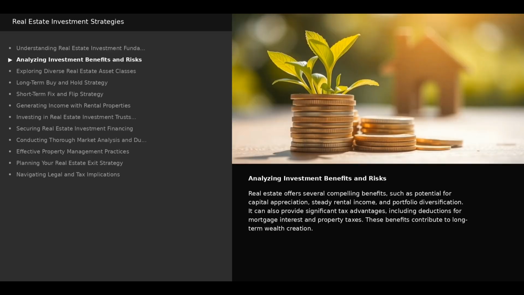Analyzing investment benefits and risks. Real estate offers several compelling benefits, such as potential for capital appreciation, steady rental income, and portfolio diversification. It can also provide significant tax advantages, including deductions for mortgage interest and property taxes. These benefits contribute to long-term wealth creation.